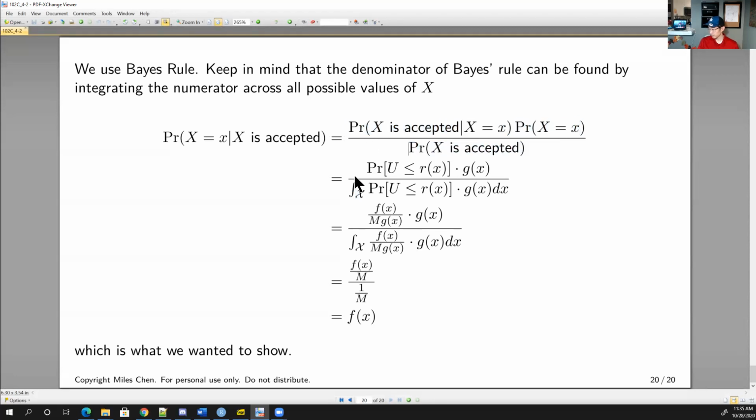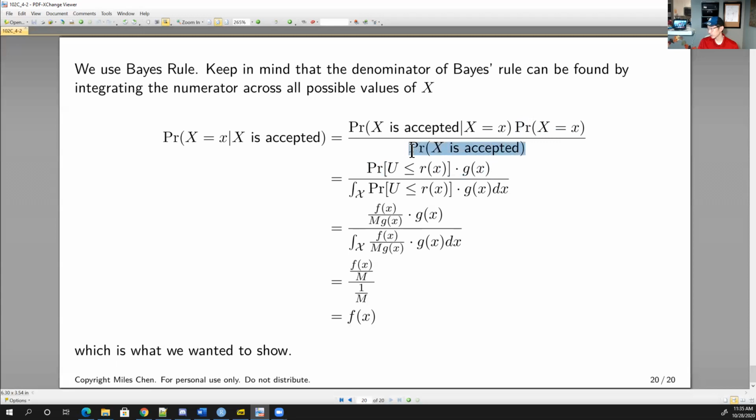So the probability that we accept x, given a particular value of x, is equal to our acceptance ratio, r of x, right? So it's the probability that some random uniform value ends up less than our ratio r of x, evaluated at x. And then the probability that we even propose this value of x, where x comes from the density g of x, right? So the numerator is going to be the probability that U is less than r of x multiplied by the density g of x.